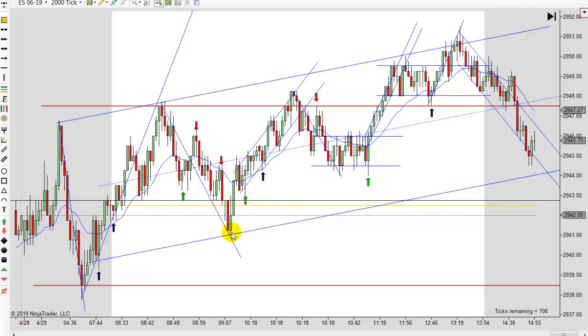You get just enough to scalp out of that one, and it reverses. Then you make a higher low here. This looks very similar to this right over here. It's almost a repeat pattern.